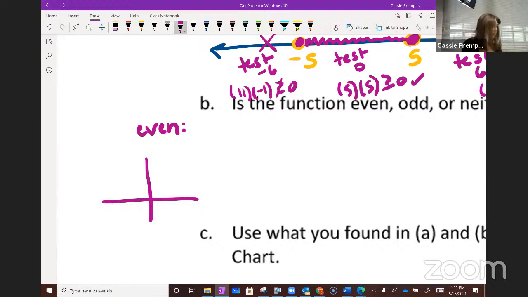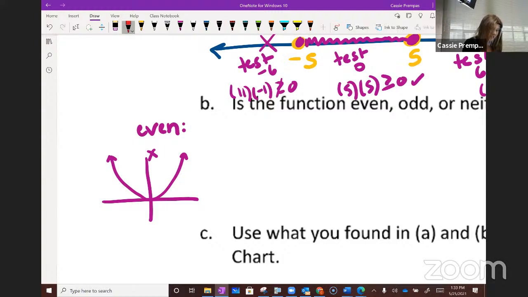I'll give you an example of an even function. Y equals x squared. If it's even, it means that it's symmetrical about the y-axis. Odd is like a cubic. It means that it's symmetric about the origin.